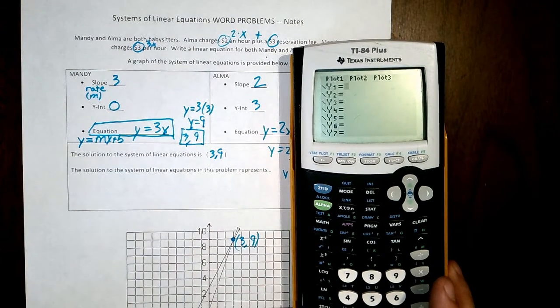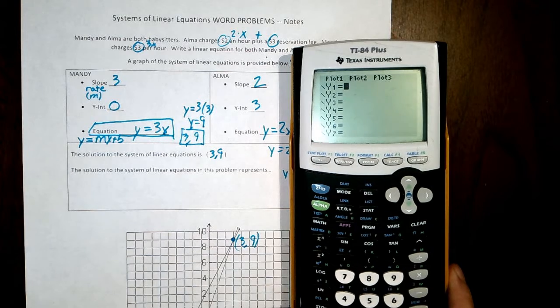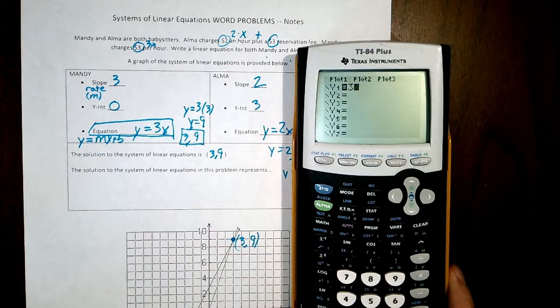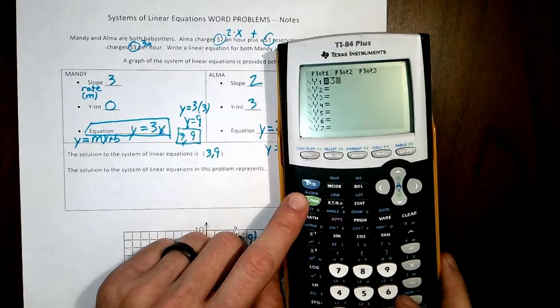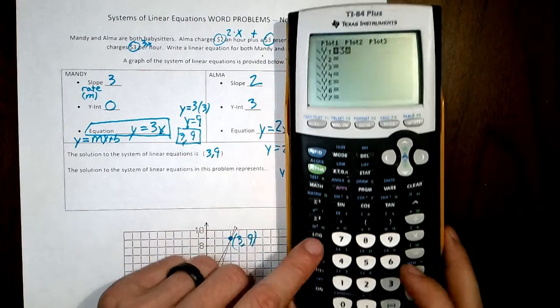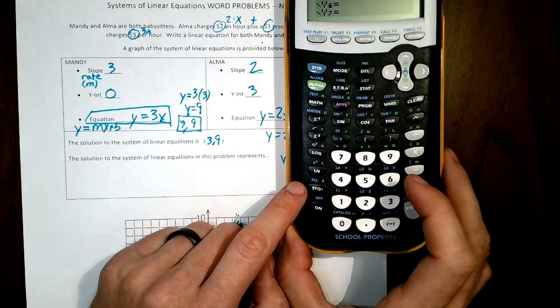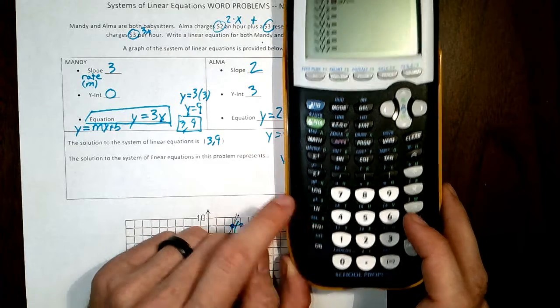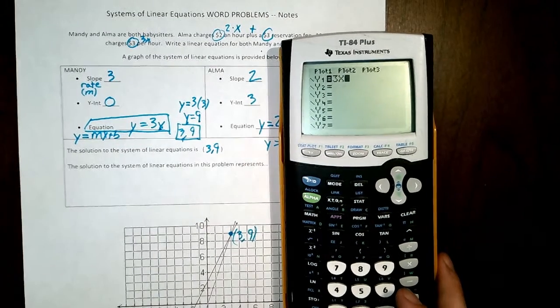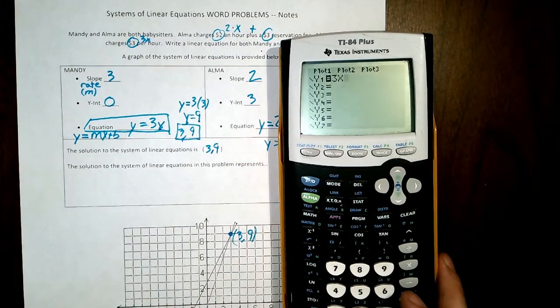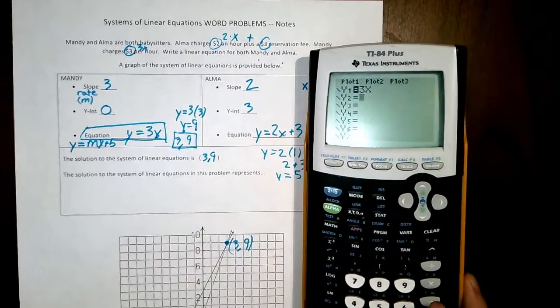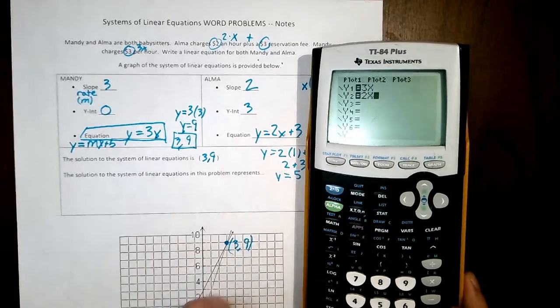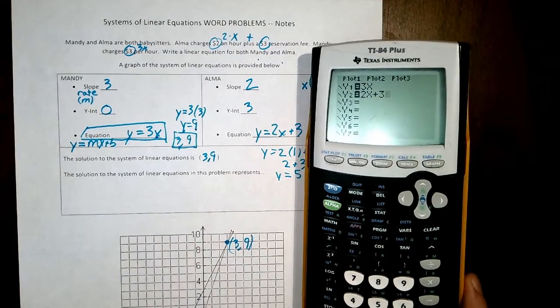What is the equation for Mandy? Y equals 3x. Yeah, so y equals 3x. And do y'all know how to type in letters on this? Yeah, you hit alpha, like the alphabet, right? Alpha, and then x is down here on the store button. So 3x. And then you're going to go to your second equation for Alma and type in 2 alpha x plus 3.